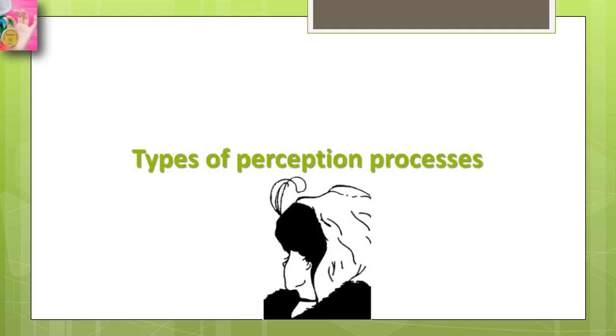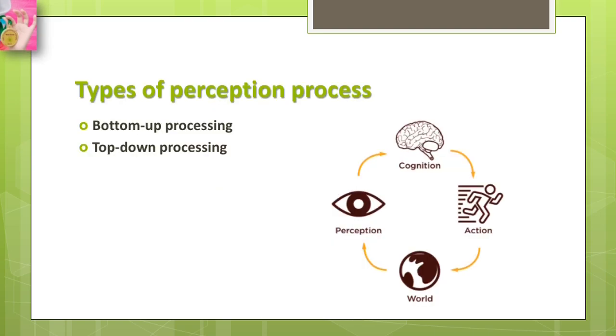Now let's start the discussion on the types of perception process. There are two different types of perception processes, which describe how processing is done in perception. The first one is bottom-up processing, and the second one is top-down processing.